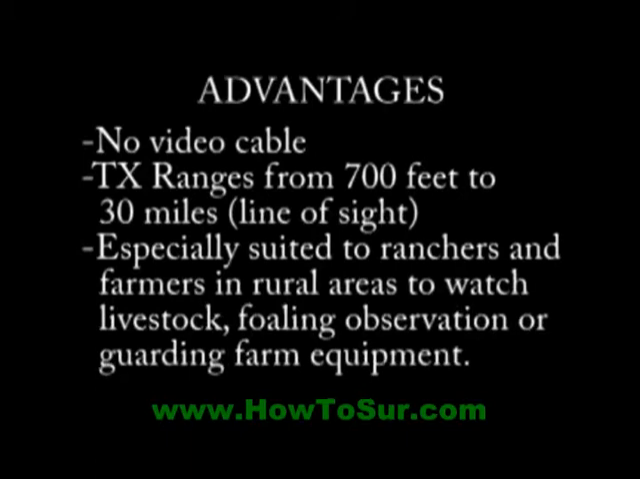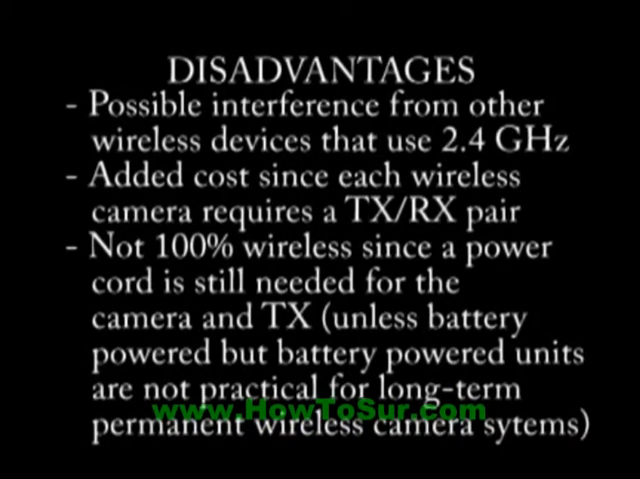Now we're going to take a look at some of the disadvantages of wireless systems. Wireless systems use radio waves in the 2.4 gigahertz range, and because of this they're susceptible to possible interference with the video signal. There's a variety of devices that use this 2.4 gigahertz frequency range: cordless phones, wireless internet devices. Any of these has the potential to affect the video transmission in a wireless system, so you need to keep that in mind.